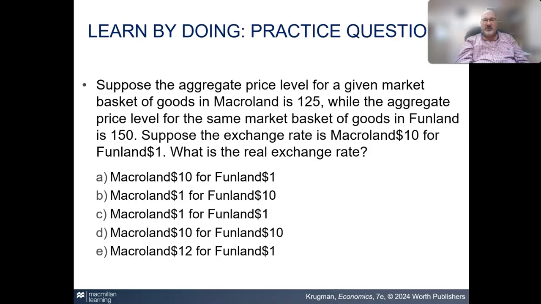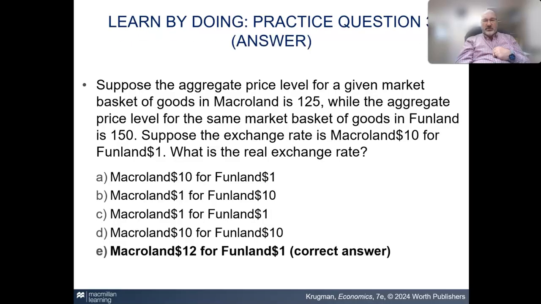So suppose the aggregate price level for a given market basket of goods in Macro Land is 125, while the aggregate price level for the same market basket of goods in Fun Land is 150. Suppose the exchange rate in Macro Land is $10 for Fun Land $1. What's the real exchange rate? And so that's 12 to 1.